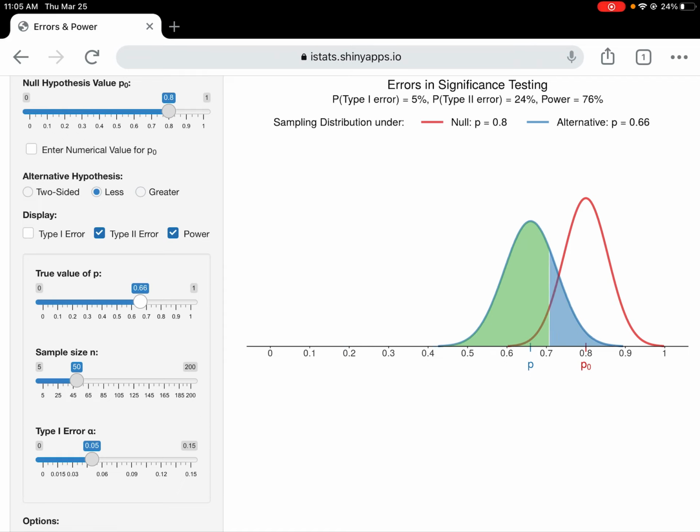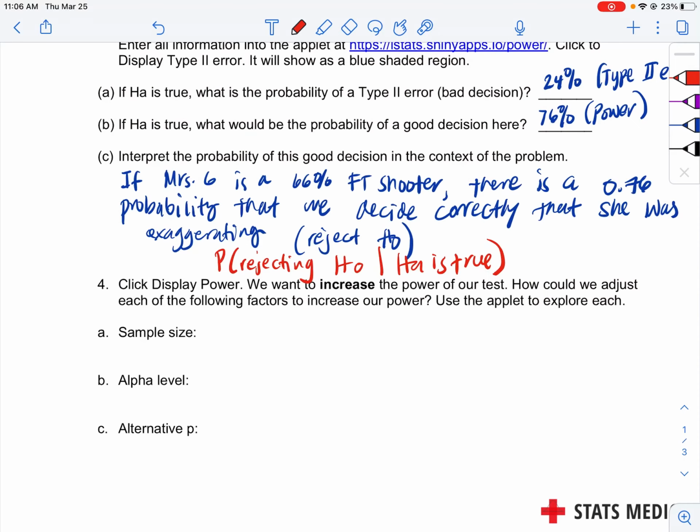All right. So we want to decrease the proportion, right? Or technically, we want to make it further away from the null. We want the true value of p to be further away from the null. Okay, let us fill it in.